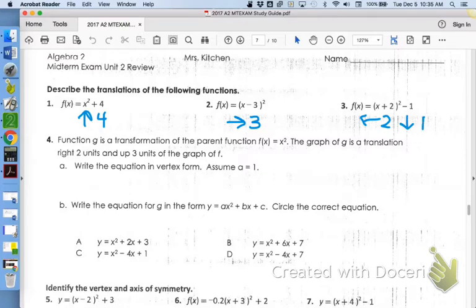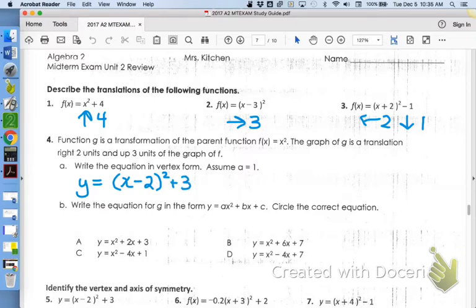All right, number 4. Write an equation in vertex form. So that's going to be y equals, assume a is 1, so we don't have to worry about parentheses. It's going to be x, moving to the right 2, so that's going to be the opposite of what we think, and up 3.